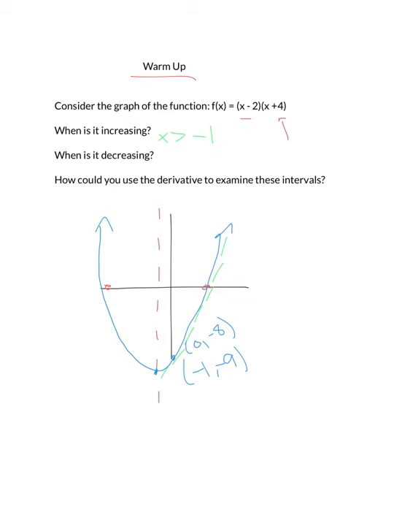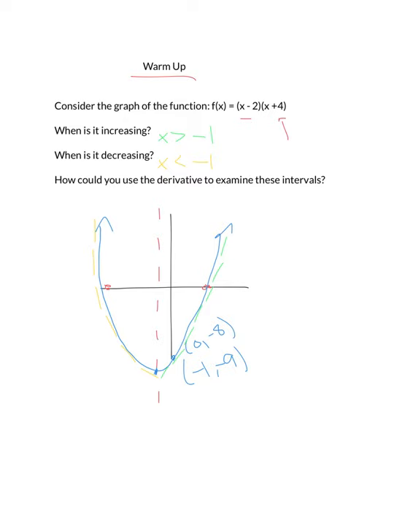The exact same thing would go for decreasing. So if I look to the left of that negative 1, everything along here, the y value is getting smaller. So for decreasing, it would be x is less than negative 1. The next thing that I want you to take a look at is how could you use the derivative of this function to examine these intervals?